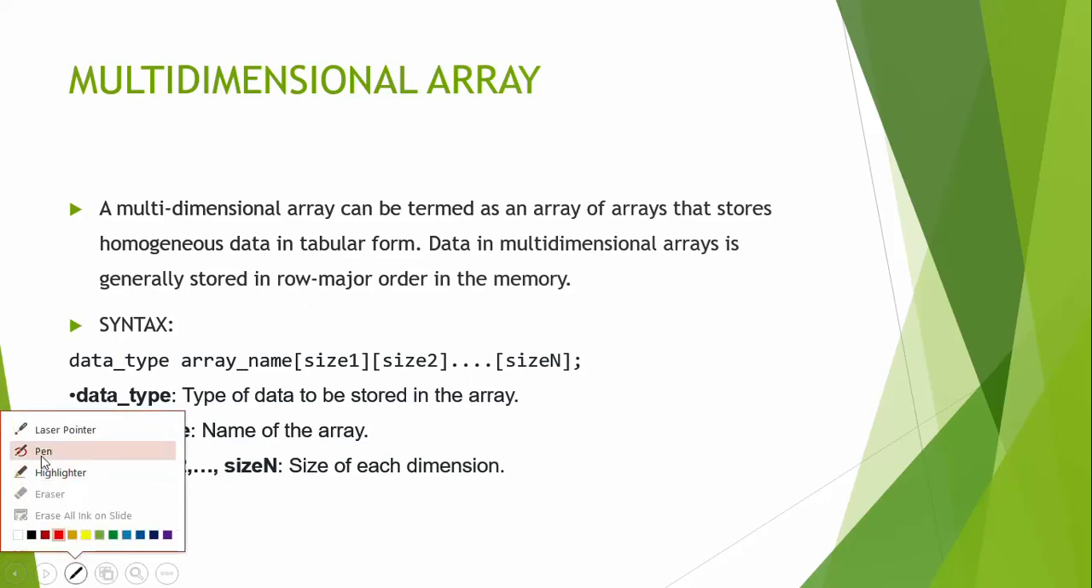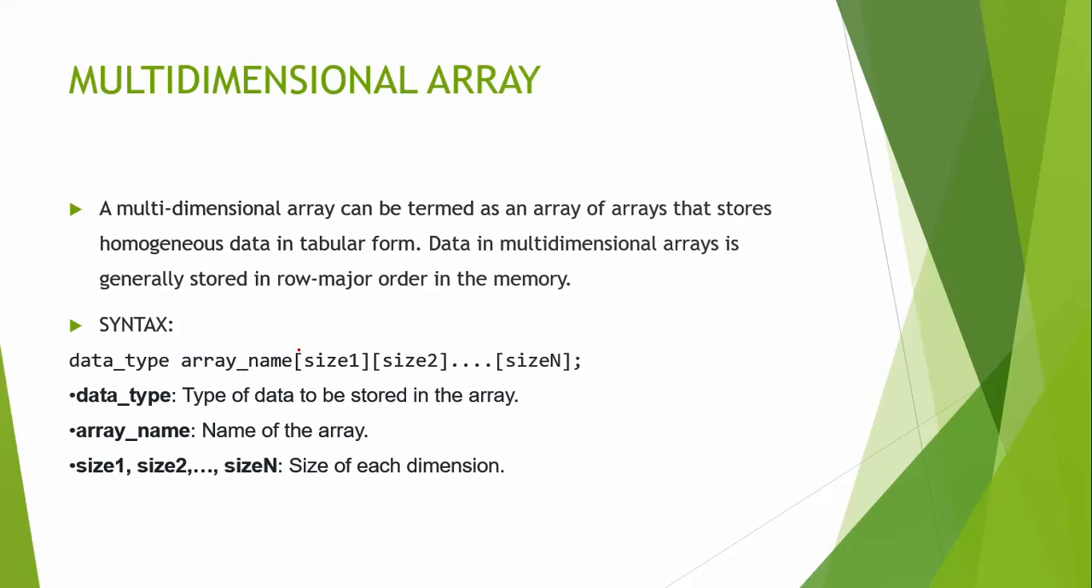Subscripts are written within square brackets. Based on the number of subscripts, there are different types of arrays. If it is a one-dimensional array, then you will have one single subscript. If you have a two-dimensional array, then it will have two subscripts. If you have a multi-dimensional array, you can have any number of subscripts. Data in a multi-dimensional array is generally stored in row major order in memory.